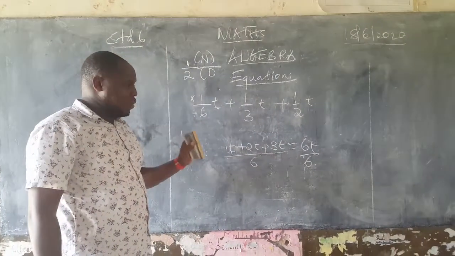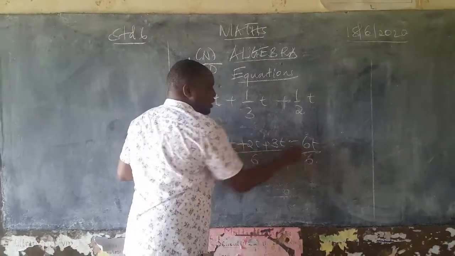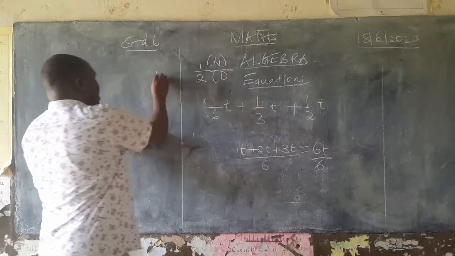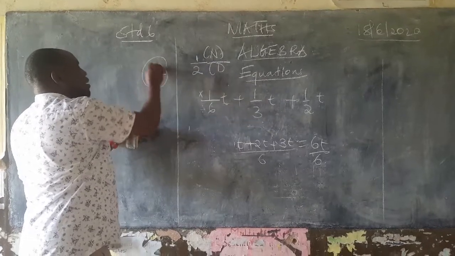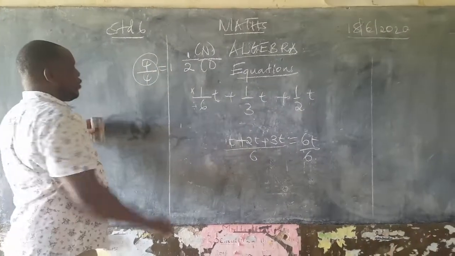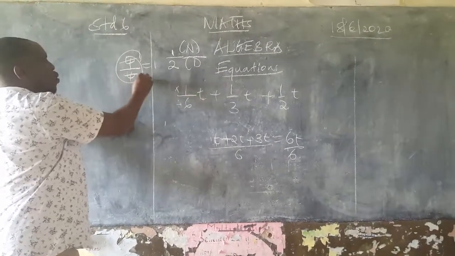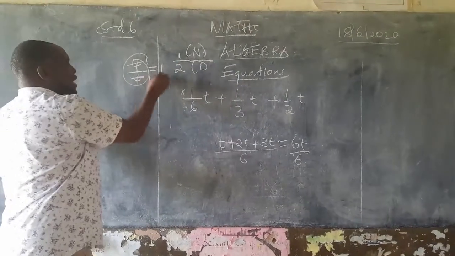6t over 6. Lana, when it's 6t over 6, remember what we said? If a number on the numerator is the same as the number on the denominator, that simply means 1. You divide 6 by 6, you get 1. That will give you 1.